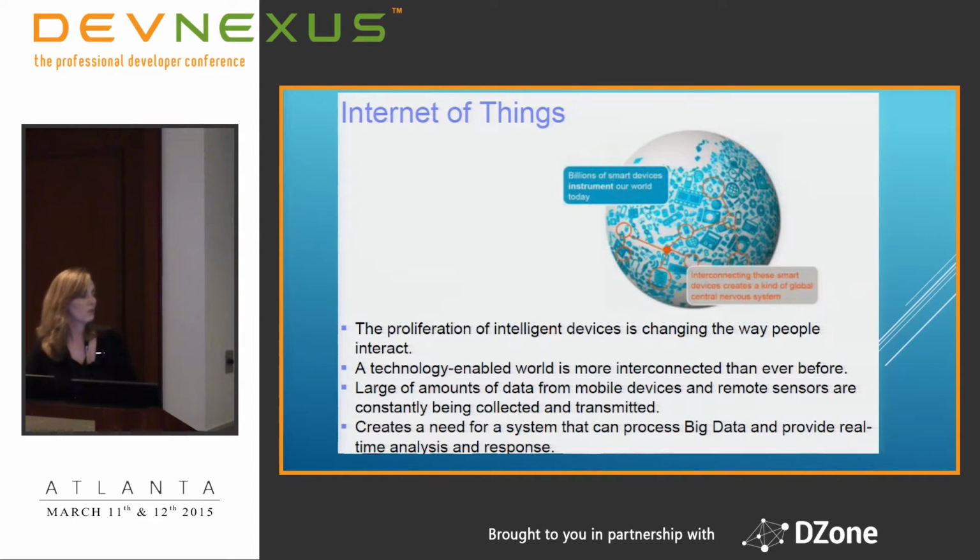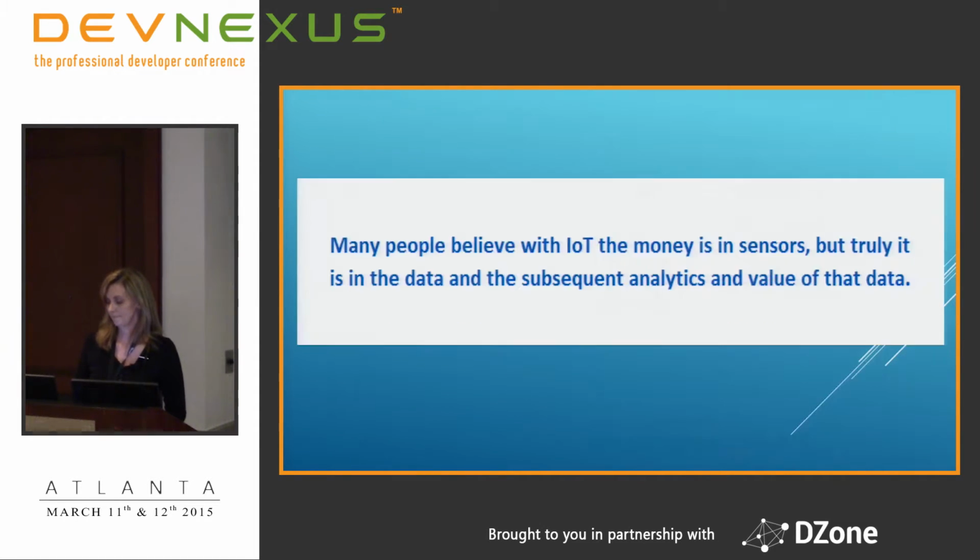So I'm going to go through these first few slides fairly quickly. I imagine a lot of people already know about the Internet of Things, the proliferation of devices just everywhere you go, and it's changing the way people interact. So now that we have these large amounts of data coming from everywhere, it creates a need for a system that can process the big data and provide some real-time analysis. And that's what we can help you do with Bluemix.